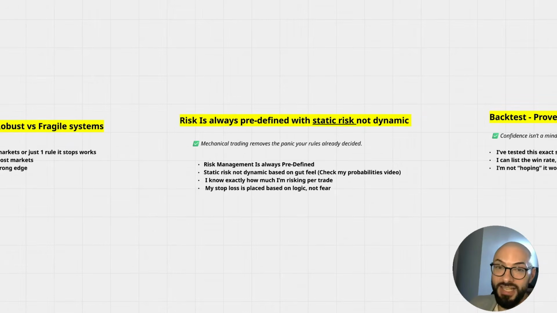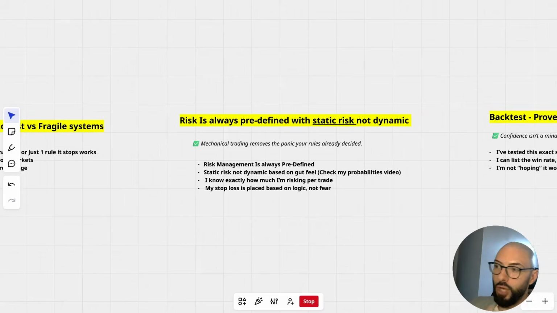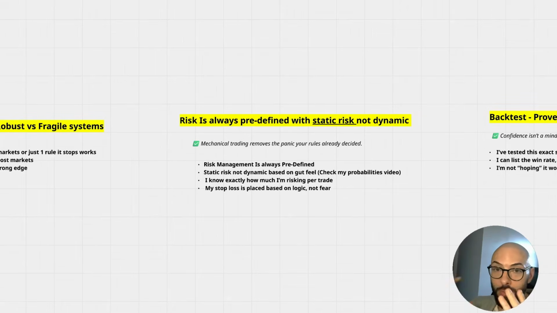So that's probably one of the easiest things with a mechanical system. Your risk is always predefined. You know exactly what you're going to risk every single trade. Stop loss. Again, your stop loss is always predefined. Maybe it's based on the ATR. Maybe it goes below the candle, whatever. It's exact. You know exactly what you do before you get in. So you know where your stop loss goes. You have a hard stop, and that's it. And it's based on logic, not fear.